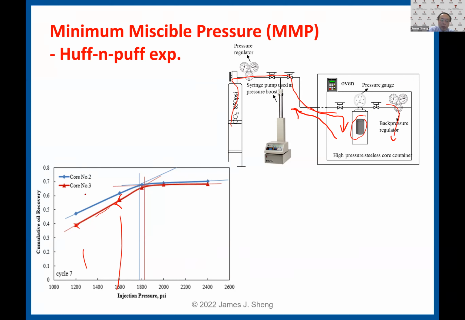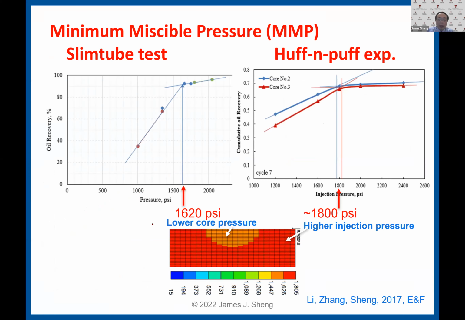Here we have two cores, so two experiments. Then we get this one, and we get an intersection. Now we get an MMP, some kind of pressure, right? Let's compare these two pressures. The left-hand side is the conventional slim tube.